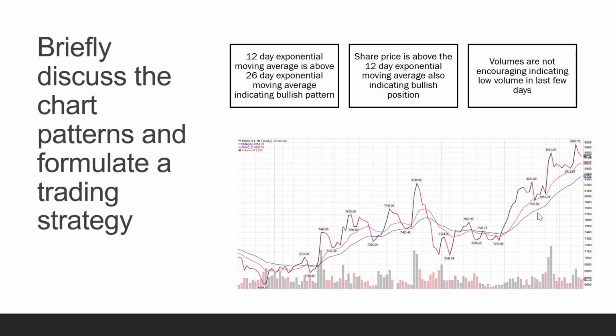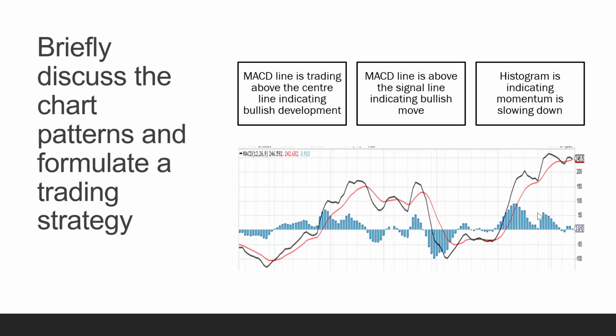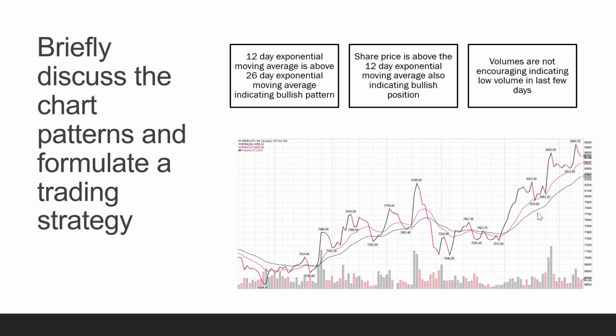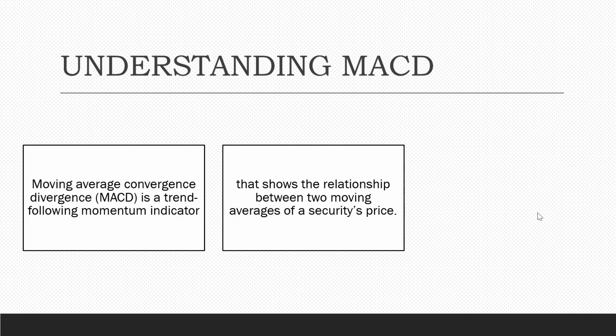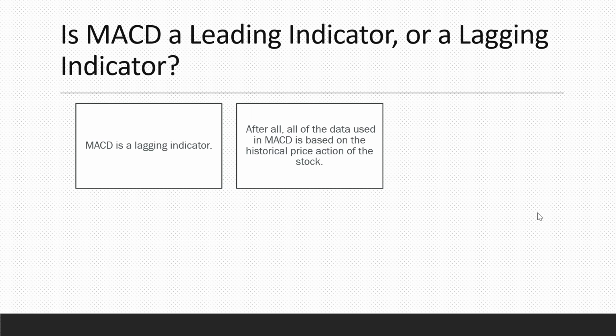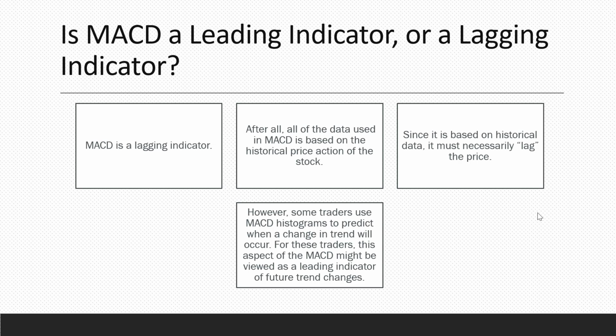But maybe in practical life, you should actually avoid taking any position, because the volumes are not showing encouraging signs, nor the histograms. Histograms are more to predict the future of the stock. So they are more of a leading indicator rather than a lag indicator, as it has been said here. Okay, fine. So if you can just read this, the last one, which was basically that traders normally use histograms to predict when the trend is going to end.